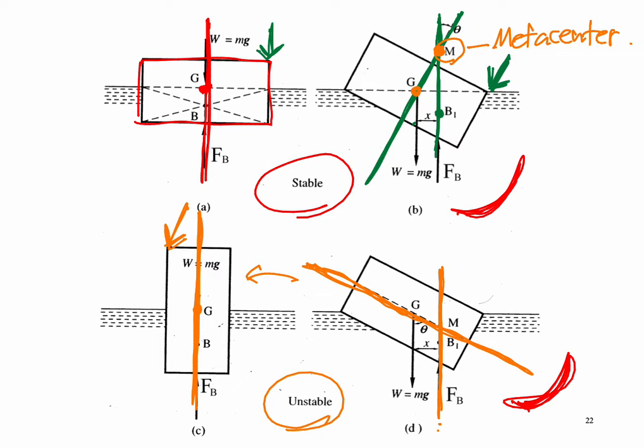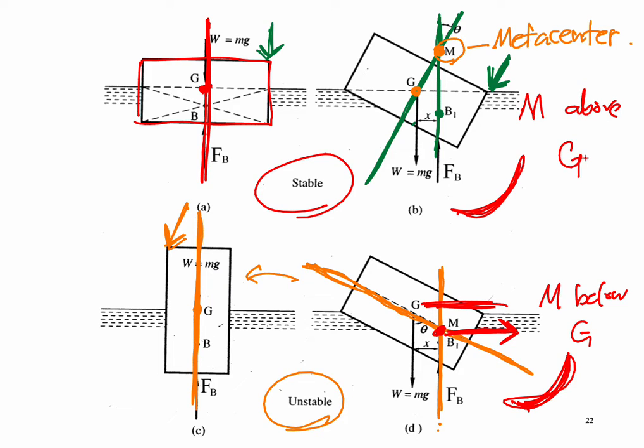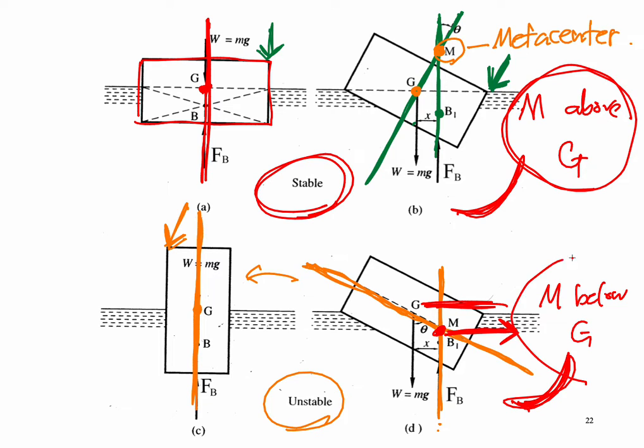So we found that the intersect point here is below the gravity. You can see that the gravity is here, and the location of M is here. So in this situation, we found that M is below G. But in this situation, we found that M is above G. So we can conclude that if the location of M is above G, it creates a stable condition. If the location of M here is below the point G, it creates the unstable condition.